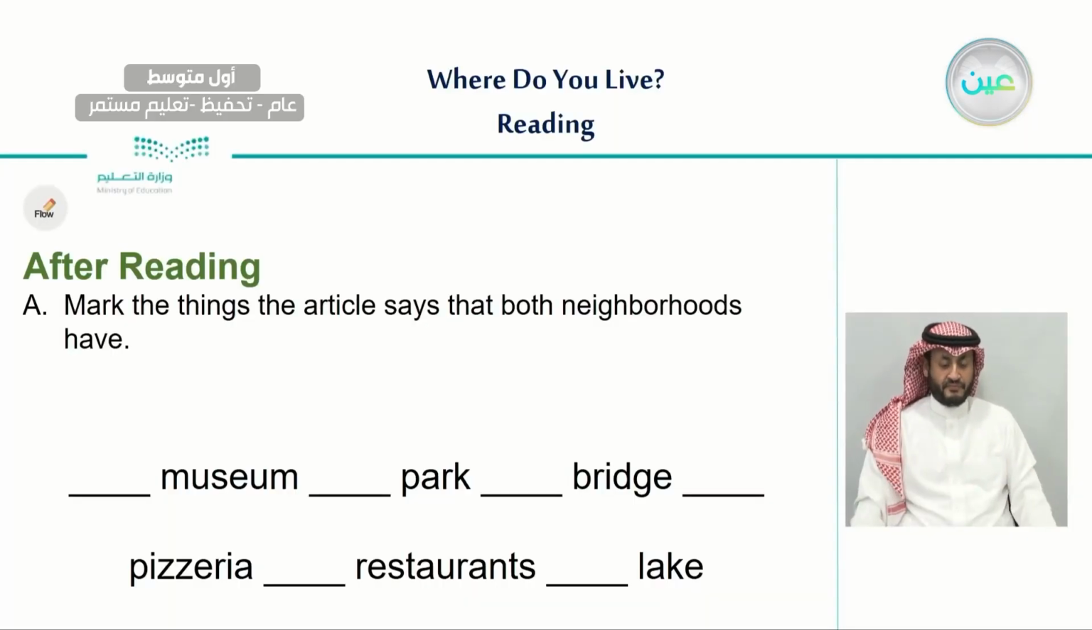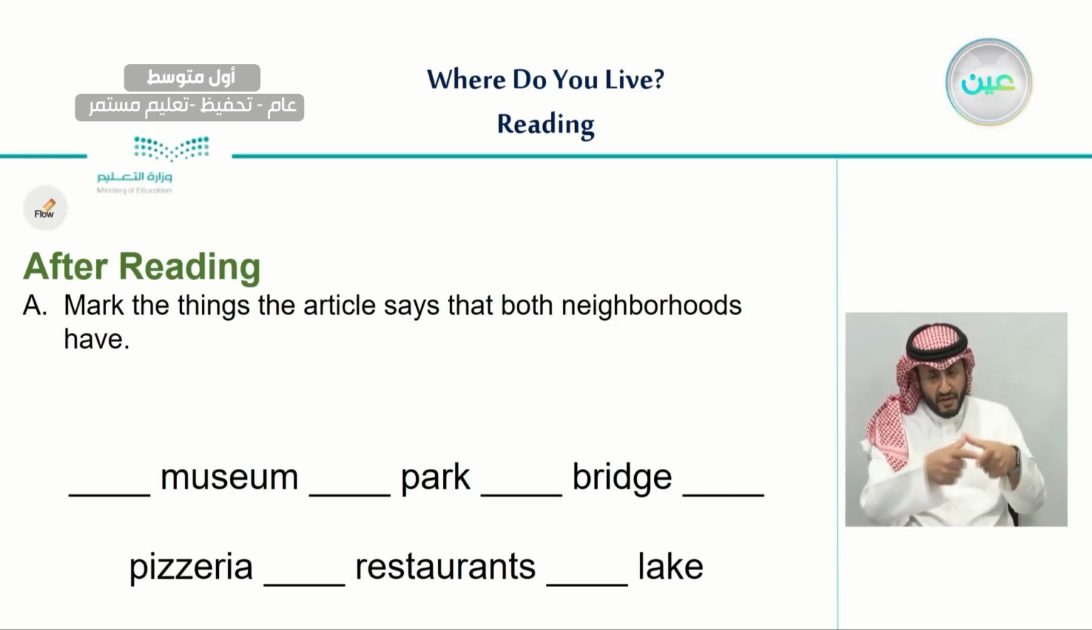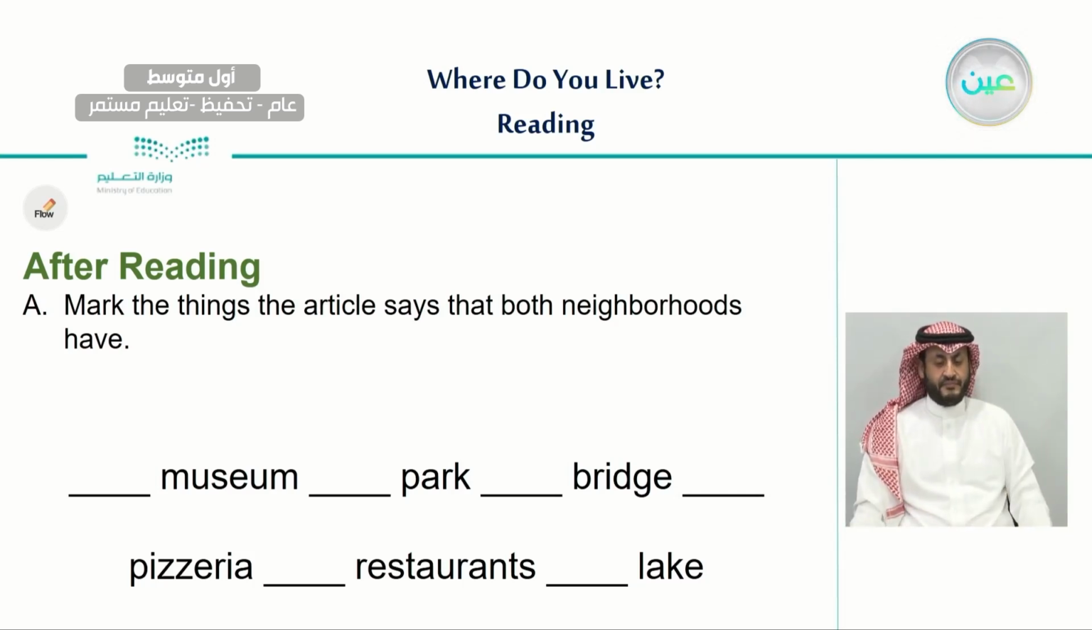So now let's try to answer a couple of questions, or just mark the similarities that we can find between Francisco's neighborhood and John's neighborhood. So just mark the things the article says that both neighborhoods have.